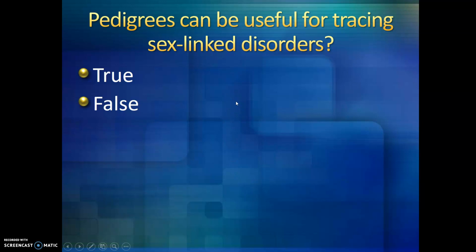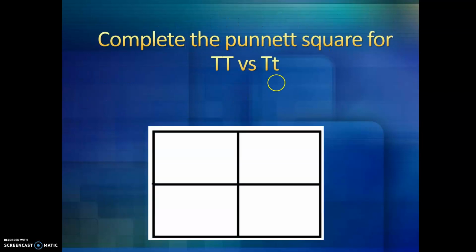Pedigrees can be useful for tracing sex-linked disorders. True or false? The answer is true. We just showed that with color blindness and sickle cell anemia. Okay, lastly, complete the Punnett squares for big T, big T versus little t, little t. Pause right now, do it, and then compare it to the one I'm about to show you.